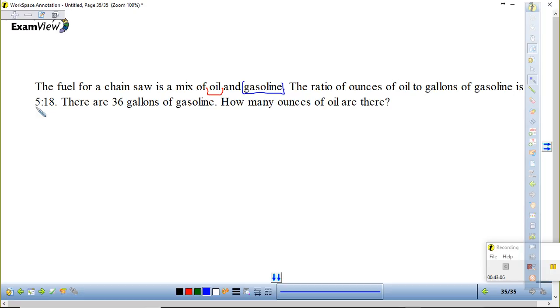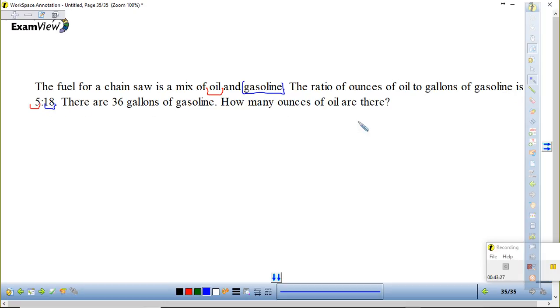So which one corresponds to the oil here? The 5. So right away you label it with the same color so you know that that's for the oil. And the 18 is for the gasoline. So let me read the problem really quick. So fuel for a chainsaw is a mix of oil and gasoline. The ratio in ounces of oil to gallons of gasoline is 5 to 18.